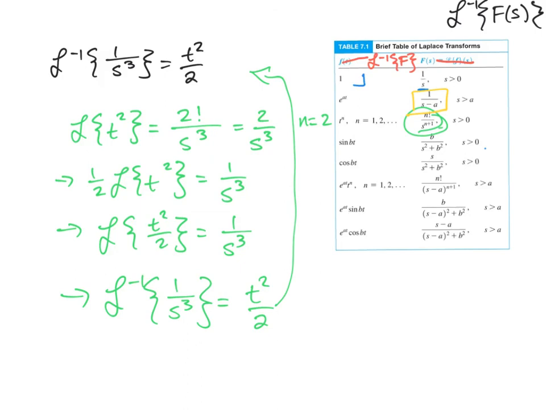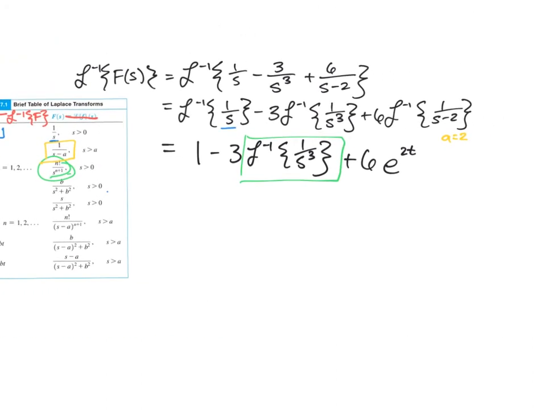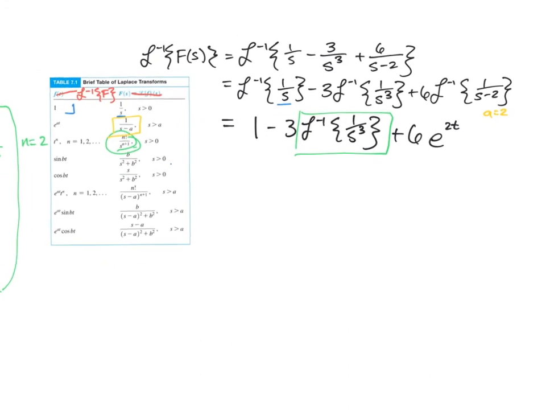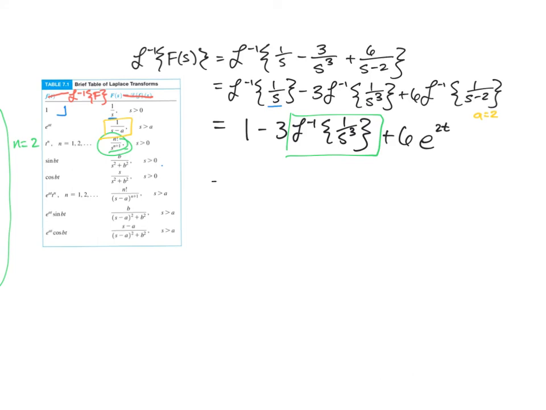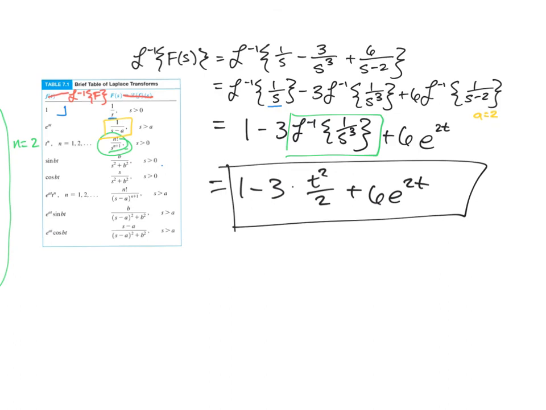You may not have to write out all of the steps that I just did. Whatever you need to do to make it make sense in your head. But anyway, that's what you do. So now we're going to take this fact that the inverse Laplace of 1 over s cubed is t squared over 2, and let's head back over here and keep writing. So now this equals 1 minus 3 times t squared over 2 plus 6 e to the 2t. And that's about it. We can simplify this a smidge if we want to, but we don't feel like it. And that's our final answer.